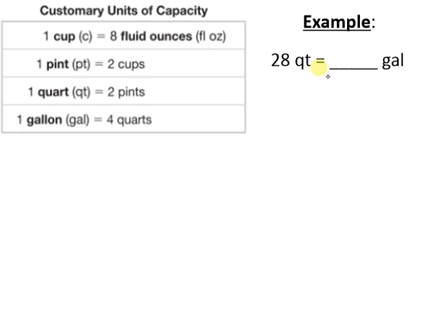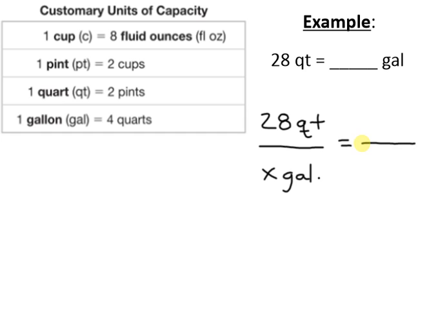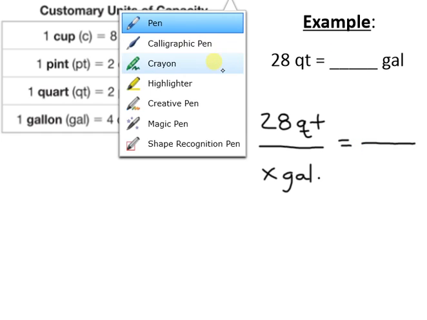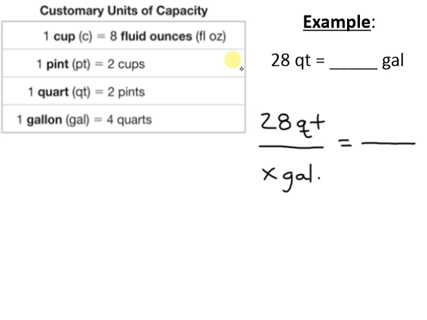All right, 28 quarts equals how many gallons? So I have 28 quarts over x gallons equals, now look on our conversion chart. So which one talks about quarts and gallons? And that's going to be the last row right here. So 1 gallon equals 4 quarts. Well, the 1 gallon is going to go on the bottom because I have gallons on the bottom. And then the 4 quarts are going to go on top because quarts go on the top.